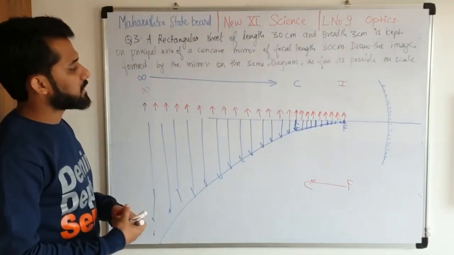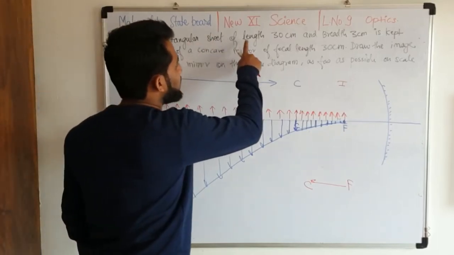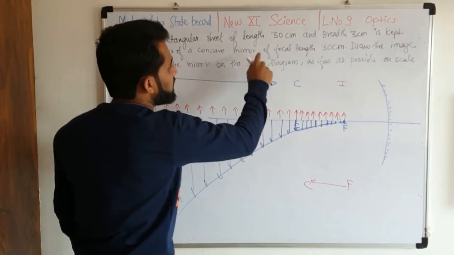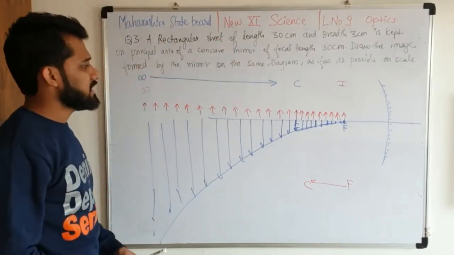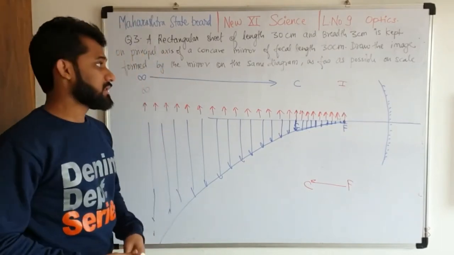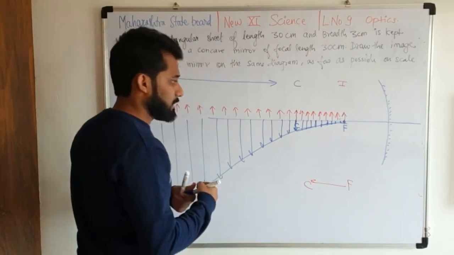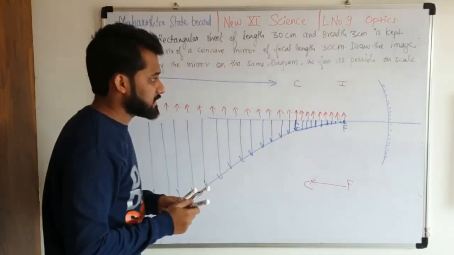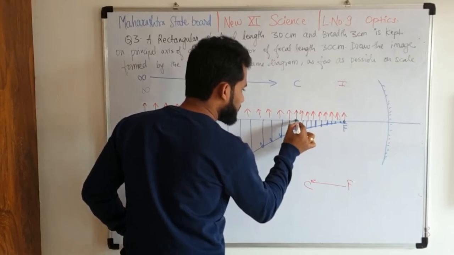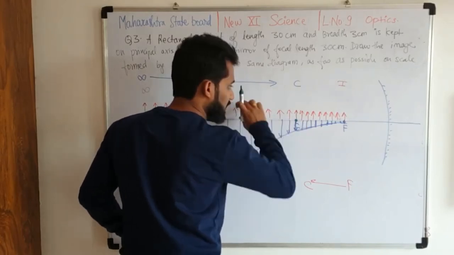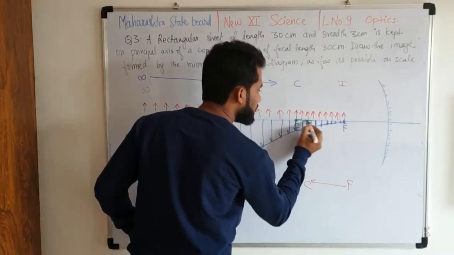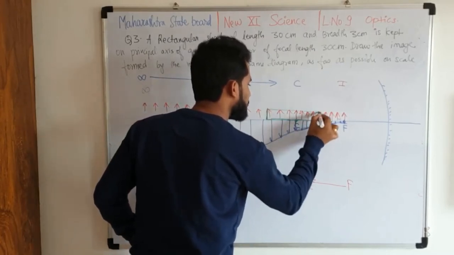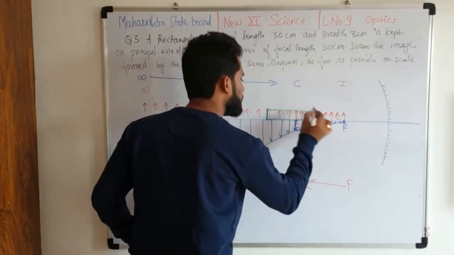So, in this particular question, what is asked? A rectangular sheet of length 30 cm and breadth 3 cm is kept on the principal axis of a concave mirror. Now, where exactly it is placed is not mentioned in the question. But just to match the answers given, we have to place the sheet this way: the center of curvature will be the center of the sheet. So if the length is 30, a 15 cm sheet will be on this side and 15 cm on the other side. This will be that rectangular sheet, in green color.